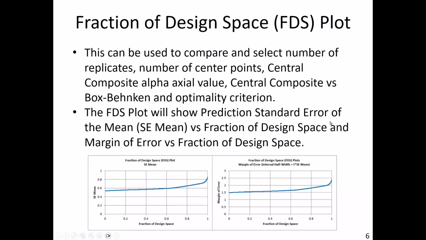So it shows the prediction standard error of the mean, and it shows the margin of error versus fraction of design space. So here's an example. We'll be looking at these in greater detail. On the x-axis is your fraction of design space from 0 to 1. On your y-axis is the standard error of the mean. This is the prediction standard error, and this is the margin of error.